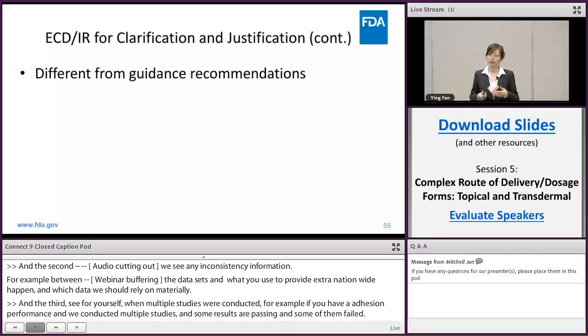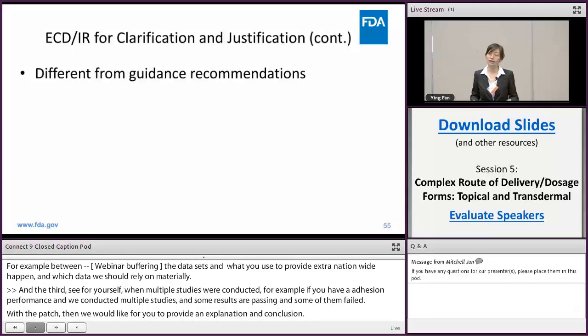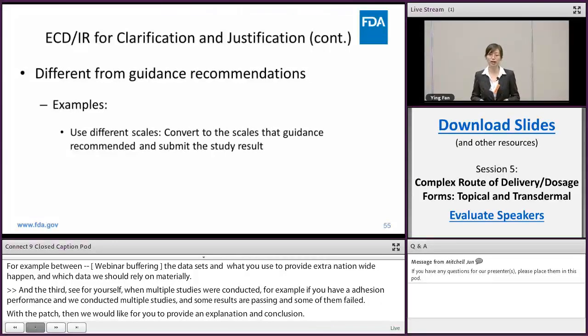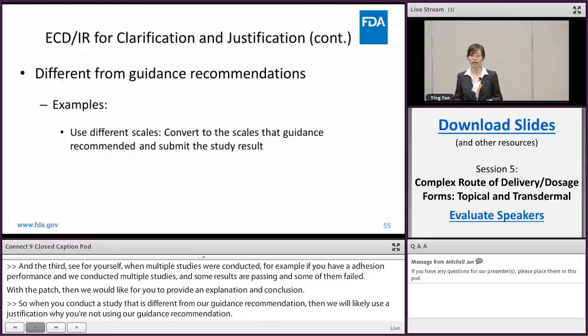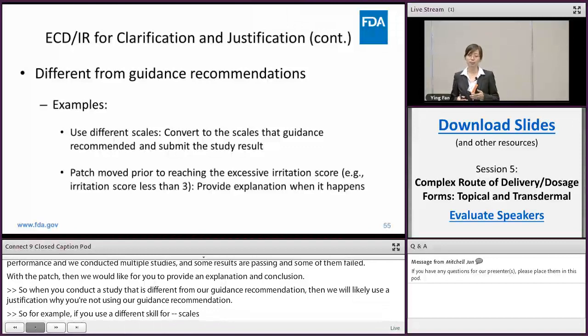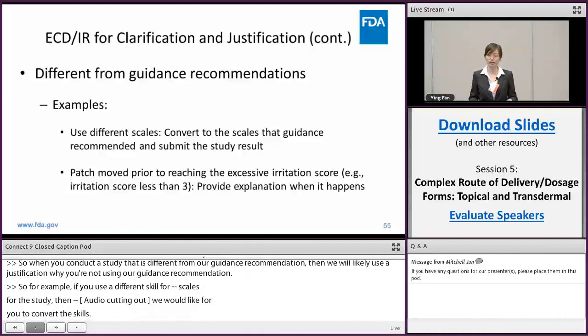When you conduct a study that is different from our guidance recommendation, we would like you to provide a justification for why you are not following our guidance recommendation. For example, if you use different scales for the IS study or the adhesion study, we would like you to convert the scales to our guidance recommendations and submit the study results. As a second example, if any TDS was removed before reaching the excessive irritation score, we would like you to explain when it happened.